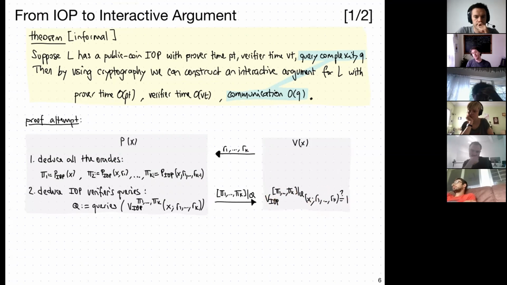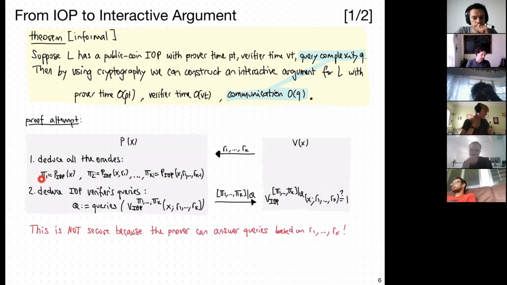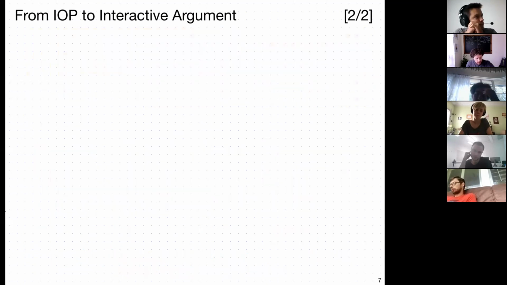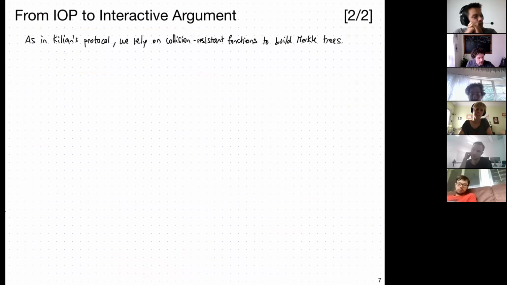And exactly as we had before, completeness remains perfect, but soundness is bad because the prover is not committed to these oracles, and so it can just answer whatever the verifier wants to hear. Indeed, the way to take these IOPs and transform them into interactive arguments is to extend Kilian's protocol from PCP to IOP, using the same idea of Merkle trees, but in a careful way so that the commitment would also port. So, okay, let's see.